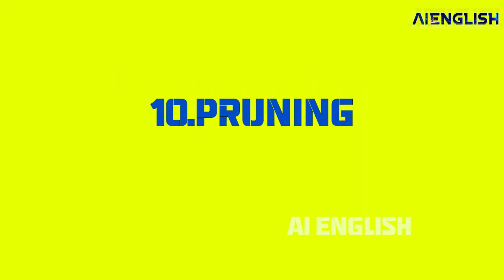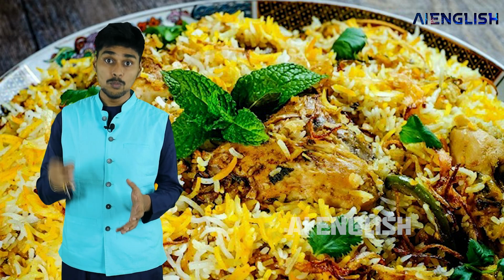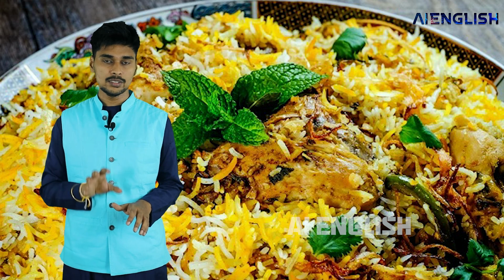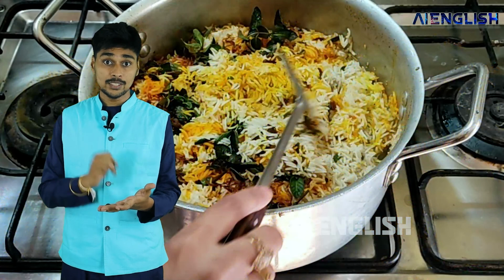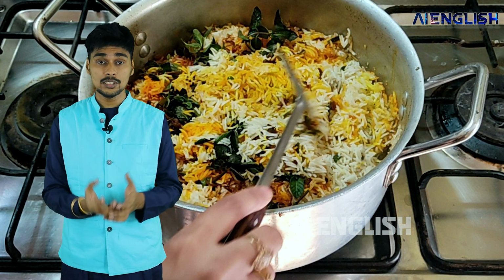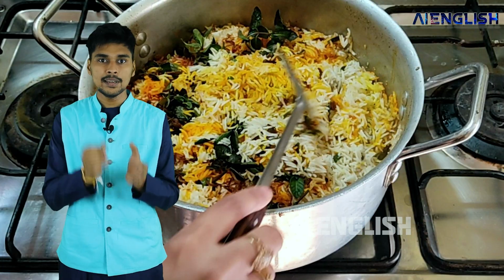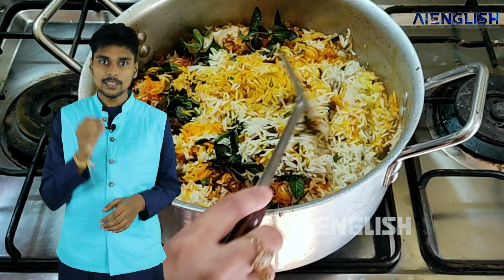Now the 10th terminology is pruning. Pruning means overriding unnecessary and irrelevant considerations in artificial intelligence systems. So in this example, when you are making your chicken biryani, sometimes you don't know and you put more oil. You put more oil in the sense you are consuming your oil, at the same time you are consuming more gas, and even the process of boiling the chicken and the entire process takes more time. So it's an irrelevant and unnecessary step. You are adding more oil that needs to be eliminated.